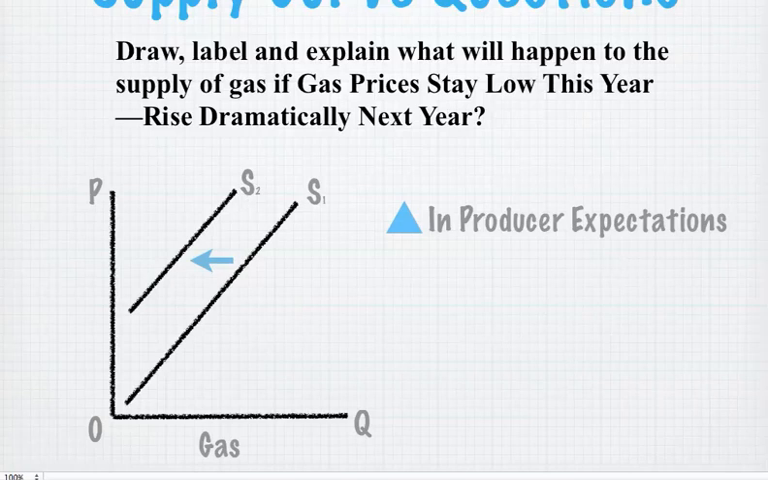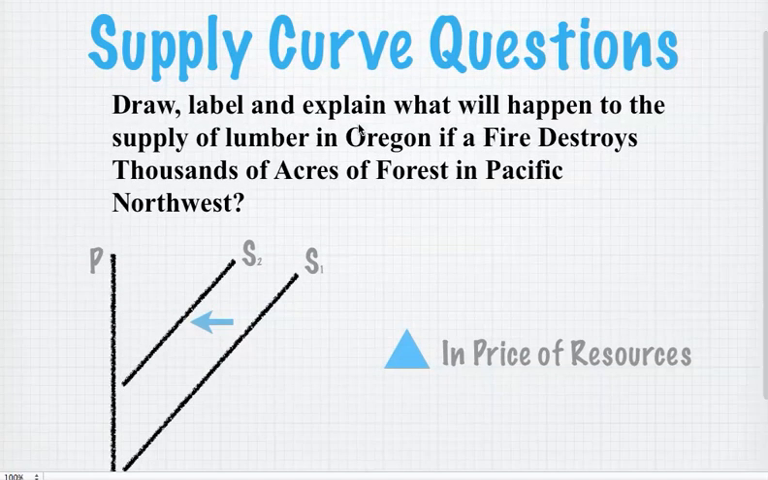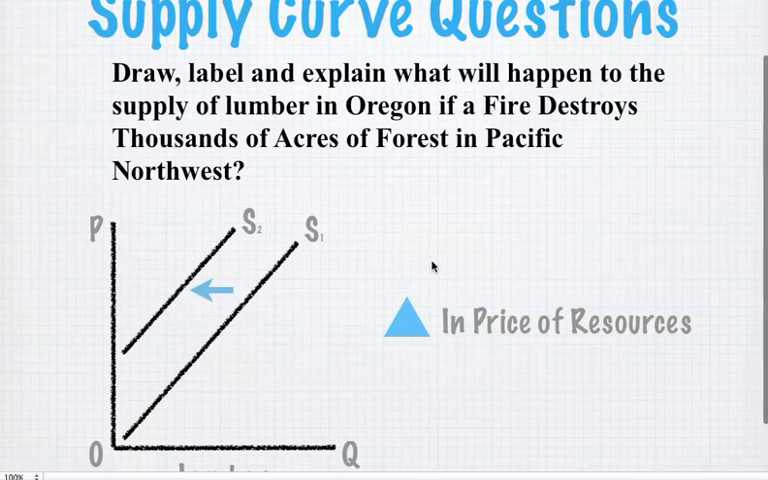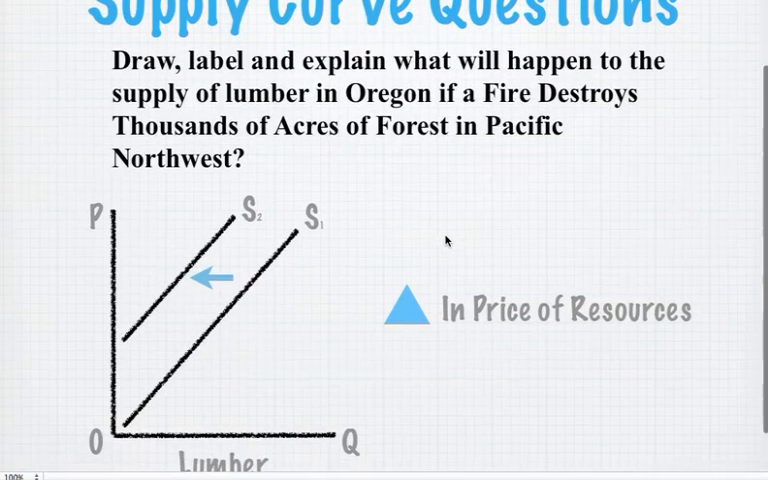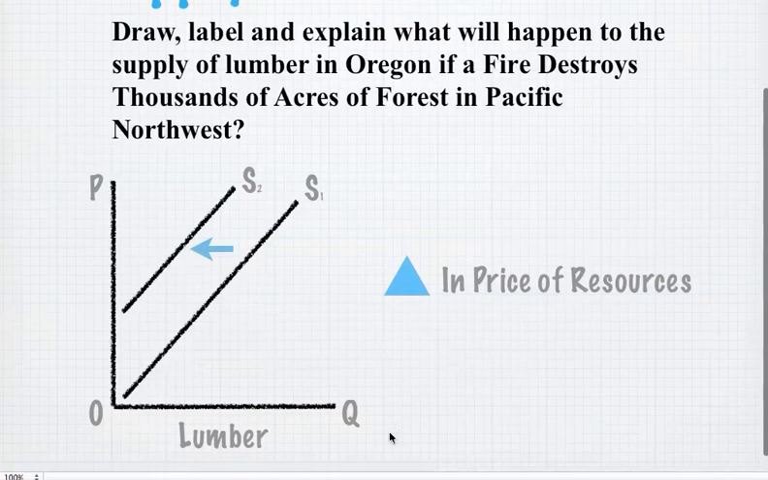I think that was question 17. And question 18. Draw, label, and explain what will happen to the supply of lumber in Oregon if a fire destroys thousands of acres of forest in the Pacific Northwest. So you have price, 0, and quantity, and you have lumber. That's what the supply graph is going to be labeled.